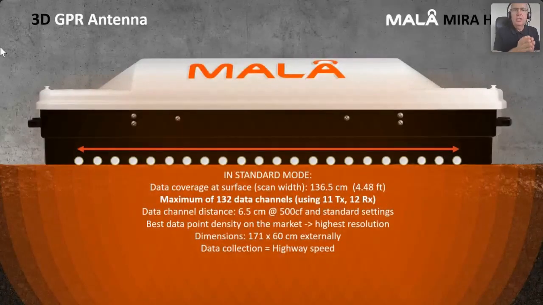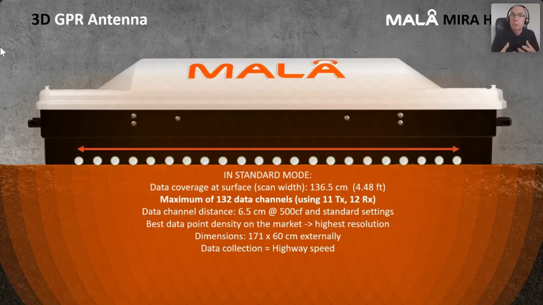So we've got the data channel spacing of 6.5, and we're going to collect data at 6.5 centimeters in line. We can increase or decrease that depending on the application. But at 6.5 centimeters measurement interval, we can run this at highway speed if the road allows us to do that. And when I say that, I'm also talking about the surface of the road. If I've got a ploughed field as an example, I won't be able to drive across that at 100 kilometers per hour. Obviously, it's not physically possible.